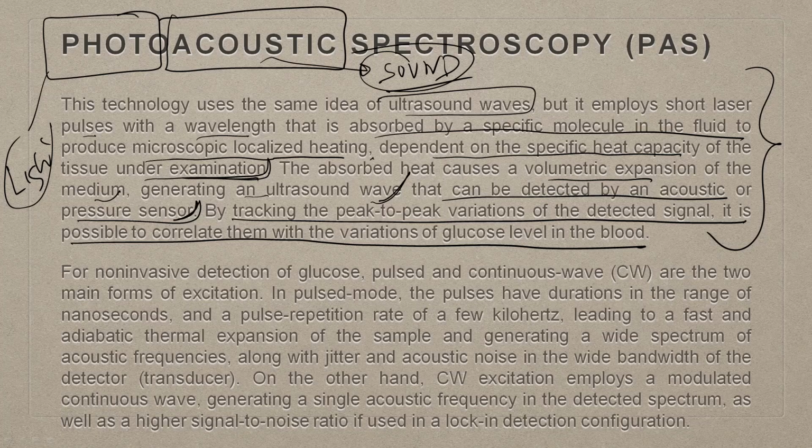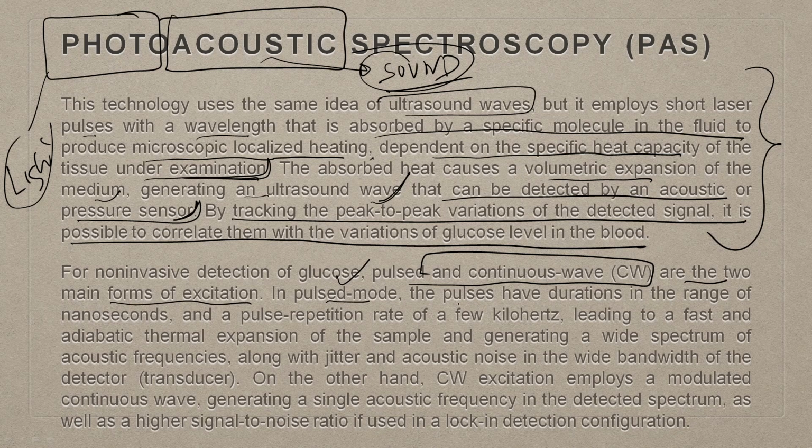So you see, this kind of interrogation uses two different kinds of waves. On one hand, it uses light, in the form of laser, and it uses another form of vibration, which is mechanical vibration. That is why it is called photoacoustic spectroscopy. For non-invasive detection of glucose, pulsed and continuous waveform (CW) are the two main forms of excitation.